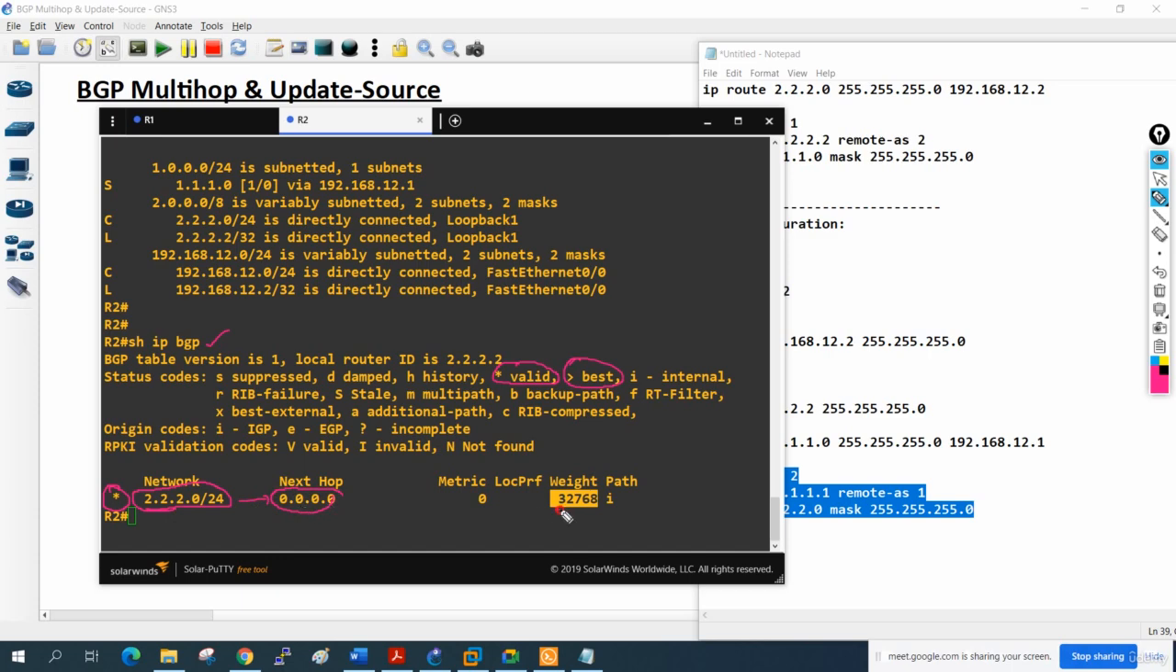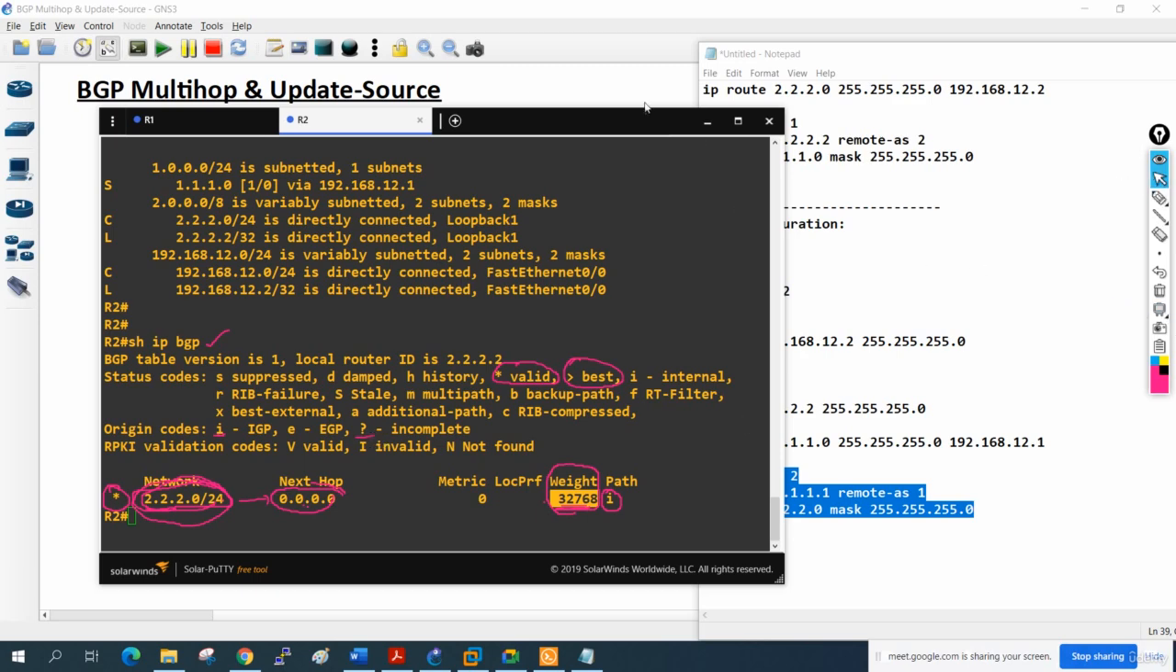And this 32768 is the weight, which indicates that if we are learning this route from our same router only, then our weight will be this one. And if we advertise this network by using the network command, then this will remain as an i. If we advertise it with the redistribution command, then we will have a question mark. We are going to see this when we do the attributes, but now I am just explaining so you will have the idea.